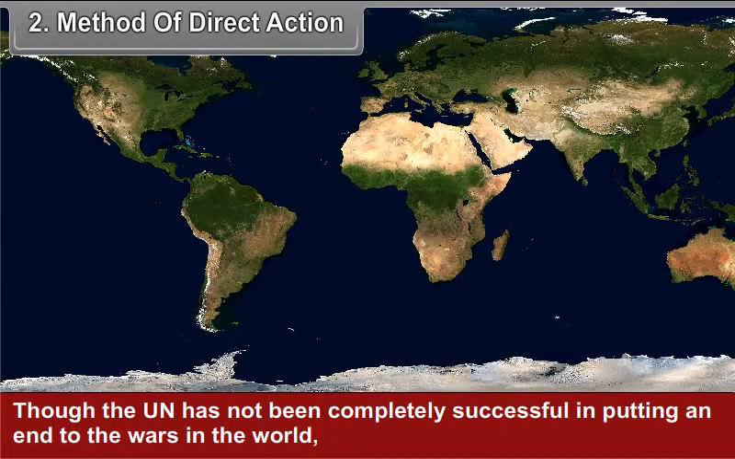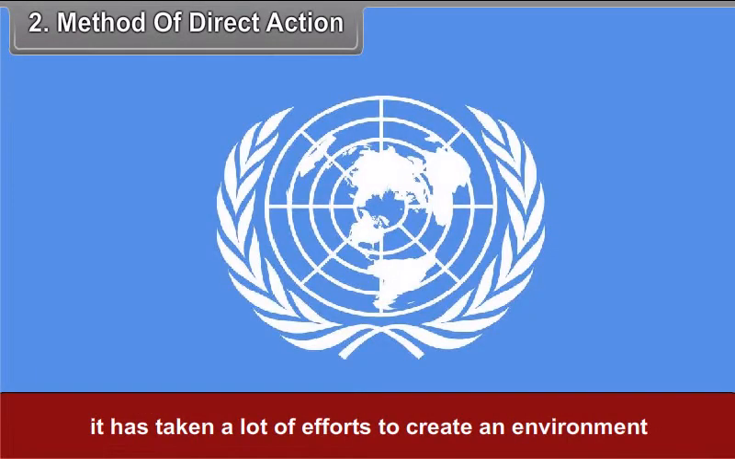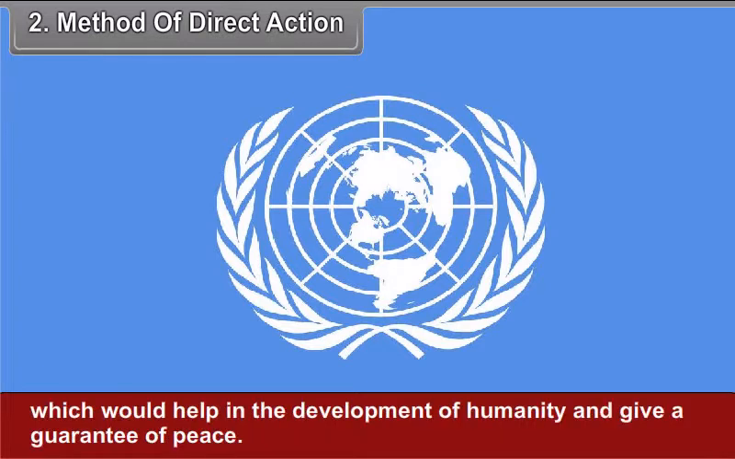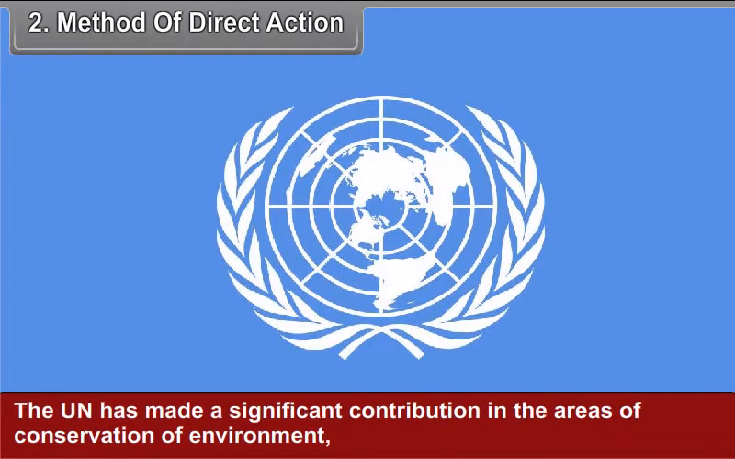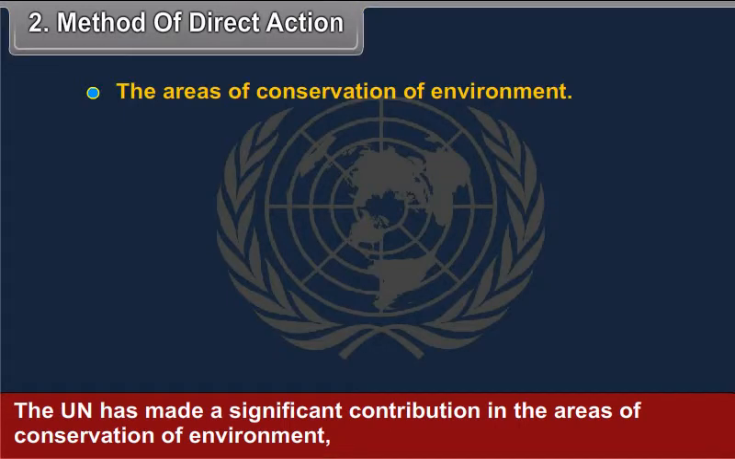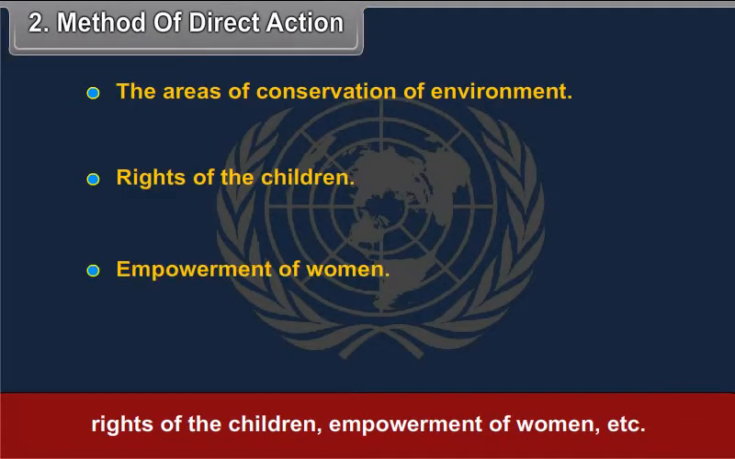Though the UN has not been completely successful in putting an end to the wars in the world, it has made a lot of efforts to create an environment which would help in the development of humanity and give a guarantee of peace. The UN has made a significant contribution in the areas of conservation of the environment, rights of the children, empowerment of women, etc.